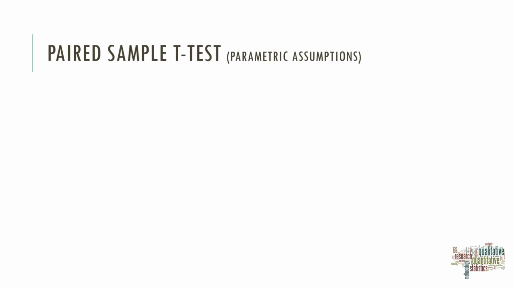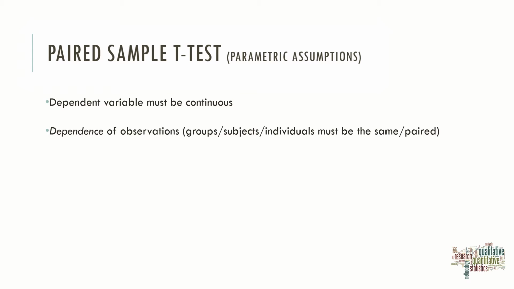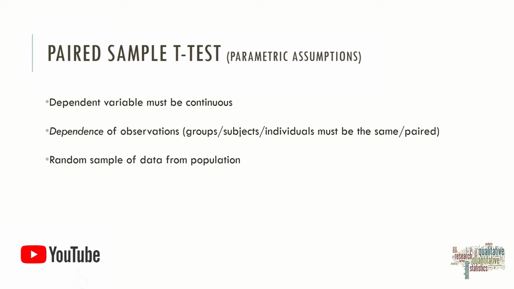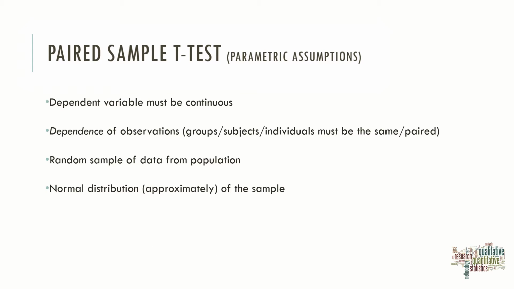So, the dependent variable must be continuous. There must be dependence of observations: the same group, same subject, same individual. We must have a random sample of data from the population. We expect that our data has a normal distribution. We expect also homogeneity of variances, and we expect to have no outliers.